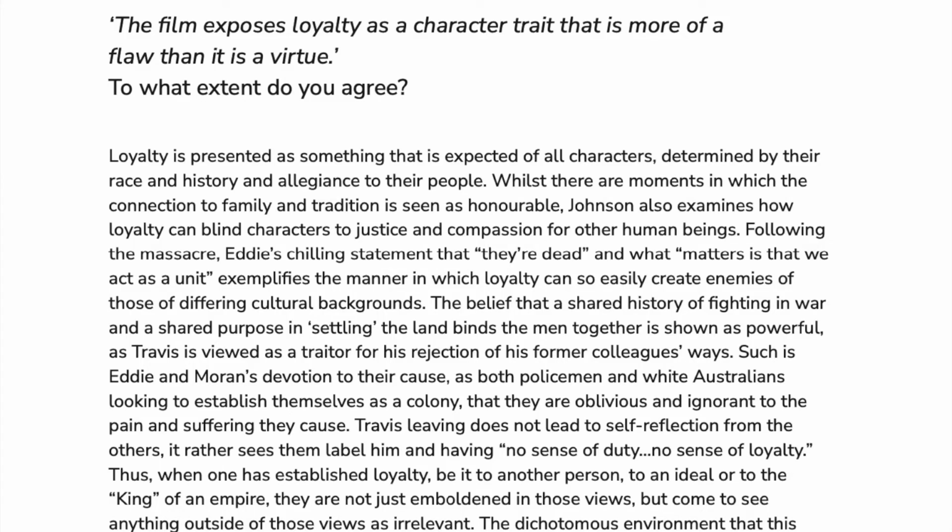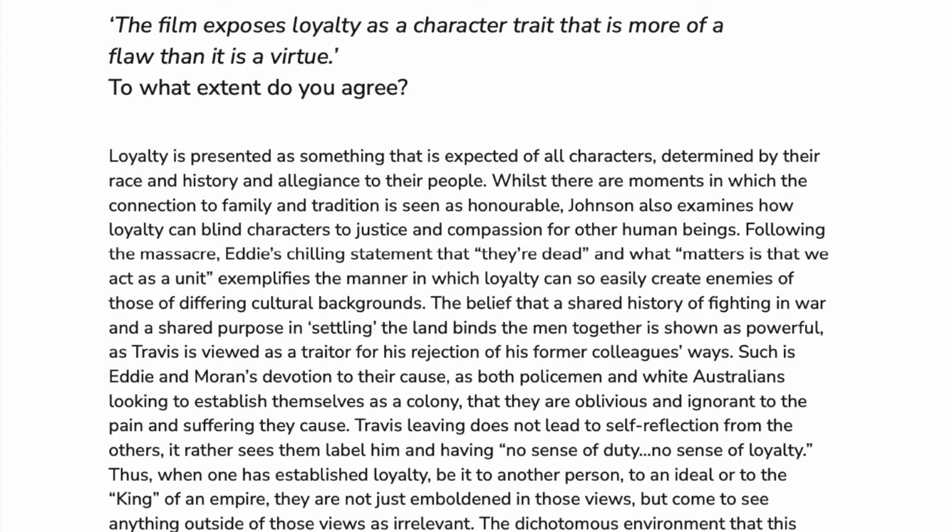So if we take a look here at what we're looking at today, we can see the question up the top. So the question has been put to us. The film exposes loyalty as a character trait that is more of a flaw than it is a virtue. To what extent do you agree?